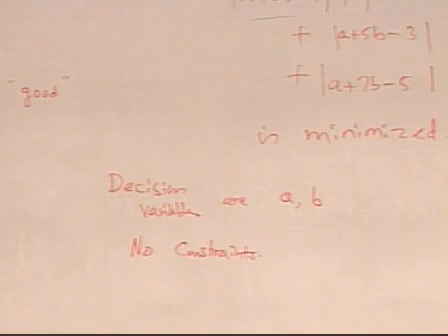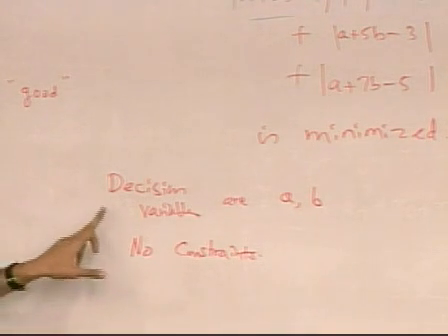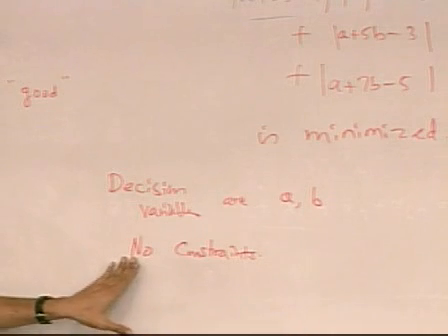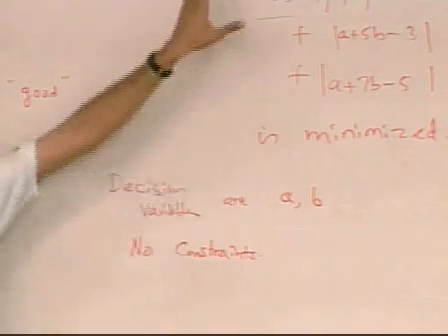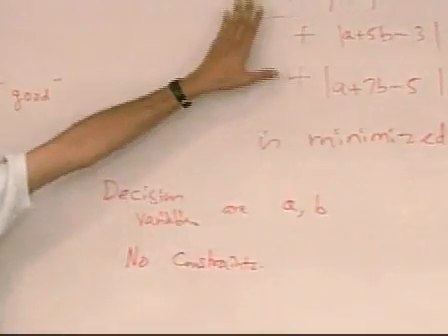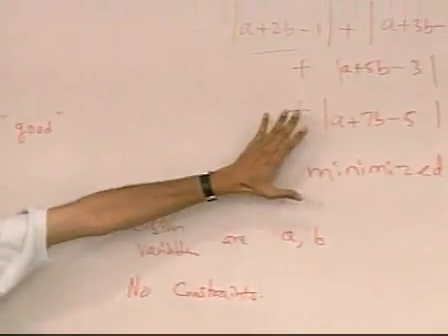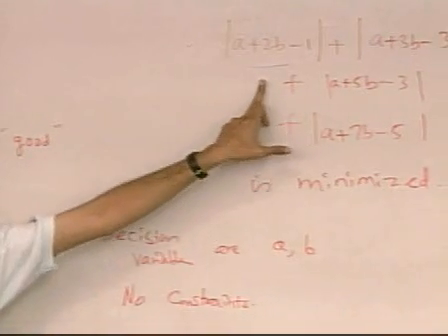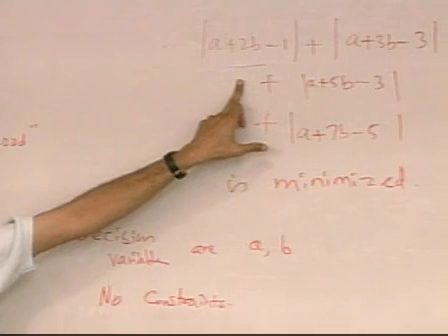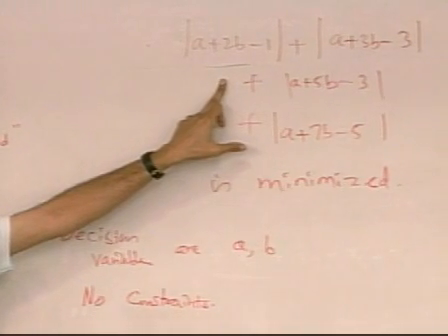Okay? So there are no constraints. These are the decision variables, no constraints. You could set A and B to be anything you like, and the objective function is just this. Okay? So everything is fine, except that there's one small problem, that this is a nonlinear function.